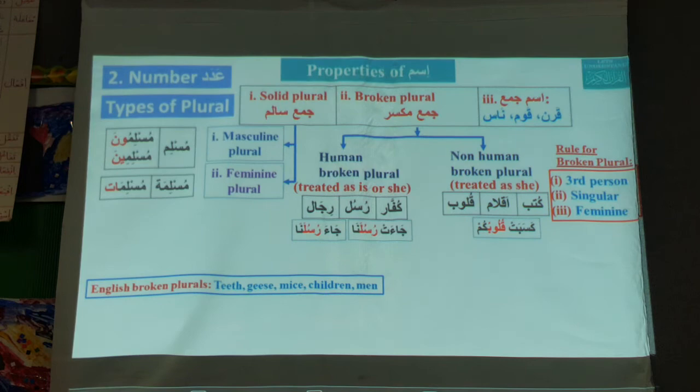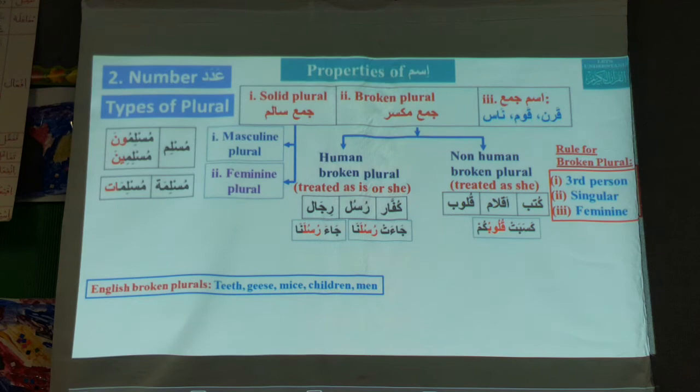Like kasabat qulubukum. Kasaba means he earned. Kasabat, she earned. Qulub, hearts. Qalb is one heart, qulub is hearts. Qulubukum, your hearts. So your hearts earned. Because qulub is plural, and it is a broken plural, that is why this kasabat is used. It is not kasaba, it is kasabat. Kasabat qulubukum. Kasabat means she earned, because this is a broken plural.